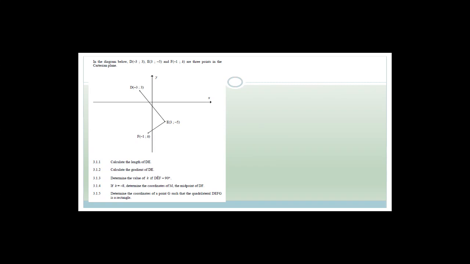In the diagram below, D is (-3, 3). E is (3, -5). F is (-1, k). It says calculate the length of DE.